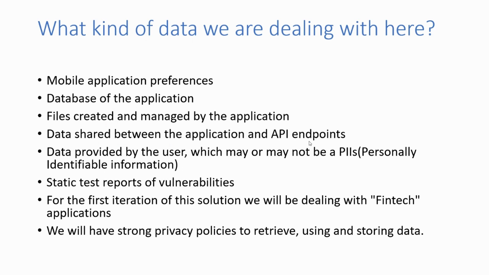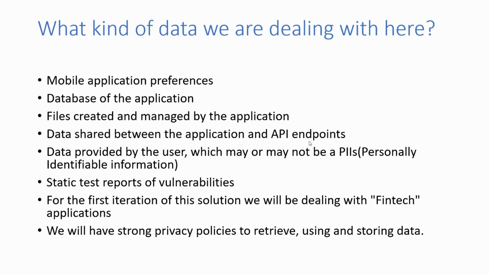Also, as another input, we will provide the static test reports of the vulnerabilities. Before getting into DAST, we will do a quick SAST and get the base level of vulnerabilities, and that will also be transferred to our software agent's learning. The agent will take it as the first level of input, and further deal with the next set of inputs. For the first iteration of this solution, we will be dealing with fintech applications.